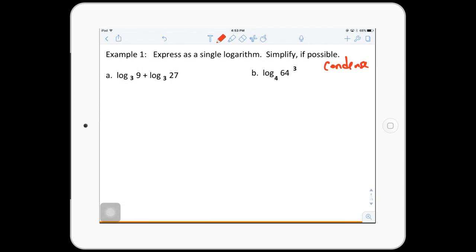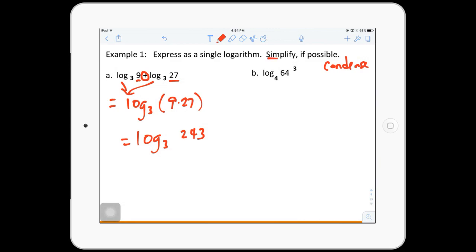And so to condense, we know that there was an addition in between. So remember, adding is to multiply. So when you combine the two together, when you condense, it becomes log base 3 as one logarithm. And then adding means multiplying. So we're going to multiply 9 times 27. And so we are bringing it together, condensing it into log base 3 of 243.